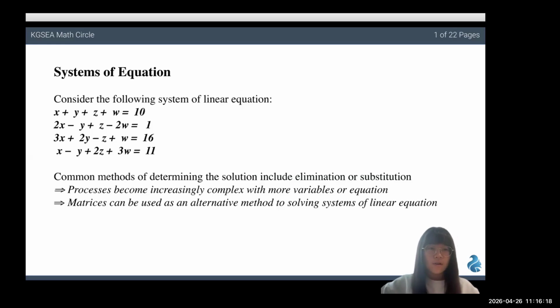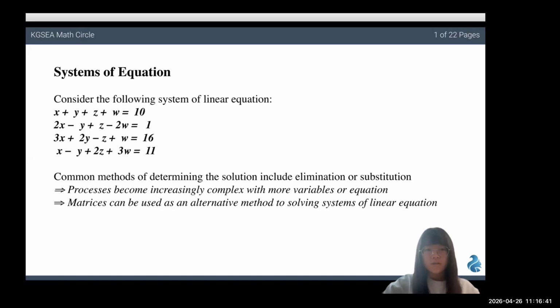Now let's consider the following system of equations. A common method to solve a system like this would be to use the method of substitution or elimination, and to figure out the value of each variable one by one. However, a major drawback of such methods is that it becomes increasingly complex and computationally intensive as the number of variables or equations increases.